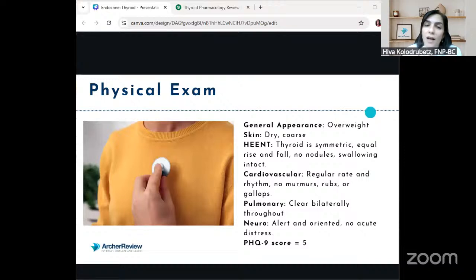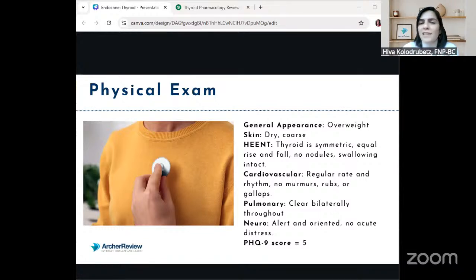You do your physical on her. You do note that she is a little overweight. You do note some dry, coarse skin. You do your thyroid exam, right? And you're noting that that thyroid is symmetric, equal rise and fall. When she swallows, you're going to ask her to swallow as you're palpating that thyroid to feel for that equal rise and fall. Again, looking for those nodules. You're not feeling any nodules, and her swallowing is intact. Heart rate's good. Lungs are clear.